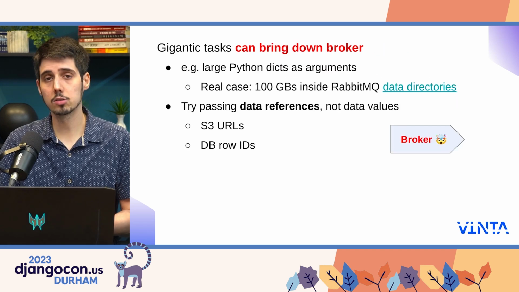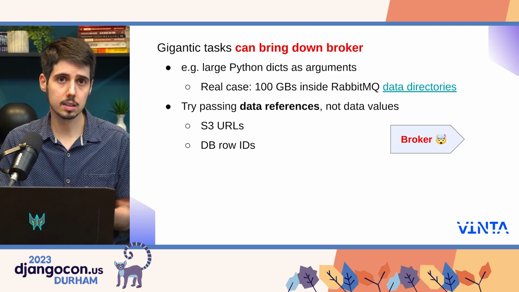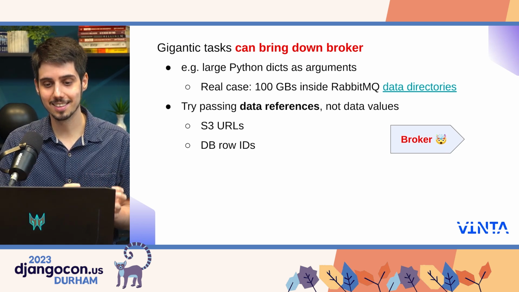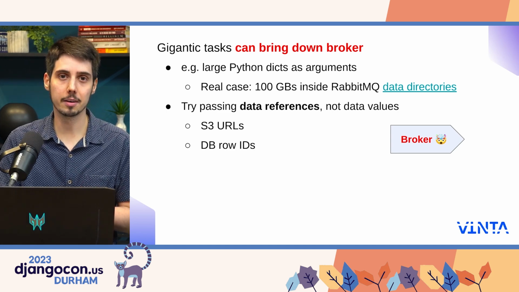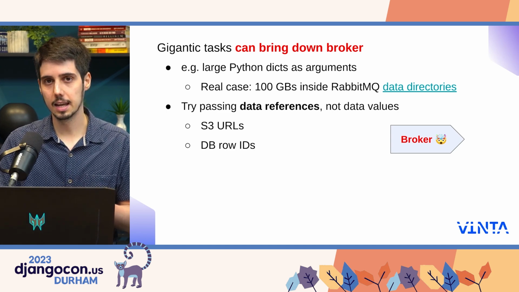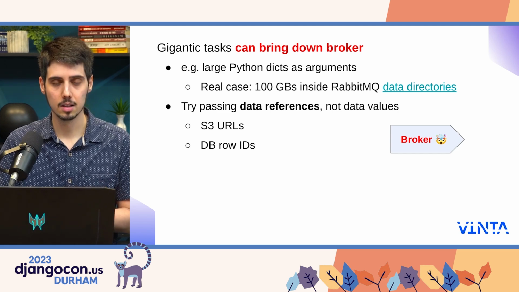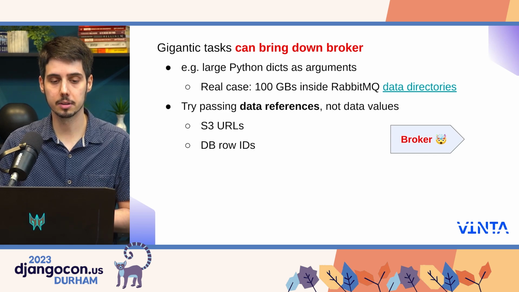Gigantic tasks can also bring down the worker. For example, if you pass large Python dicts as arguments, we have a real case at Vinta where we had 100 gigabytes of data inside RabbitMQ data directories. And that happened because we were passing large amounts of XML data as task arguments, as task parameters.